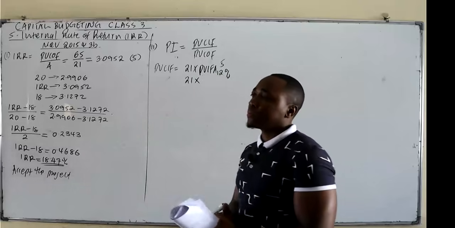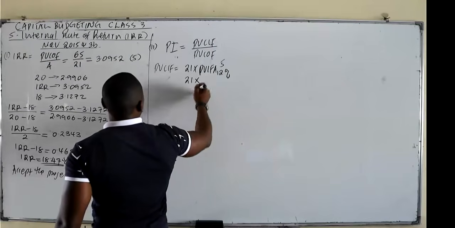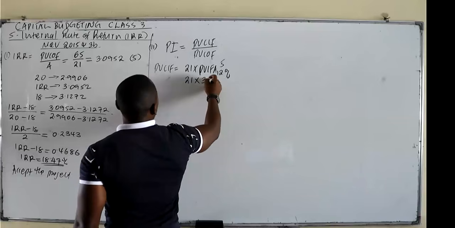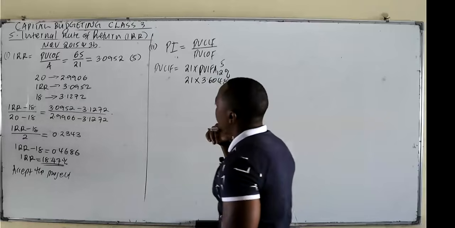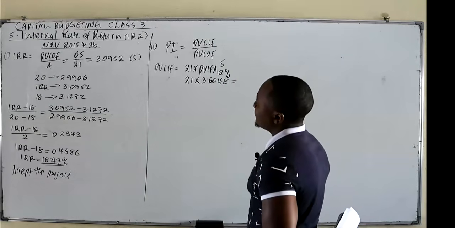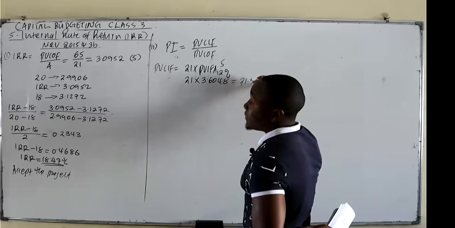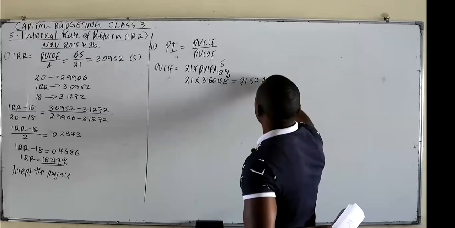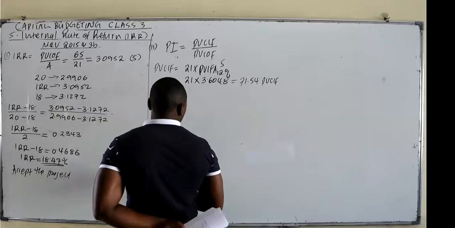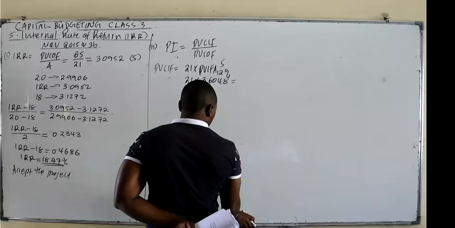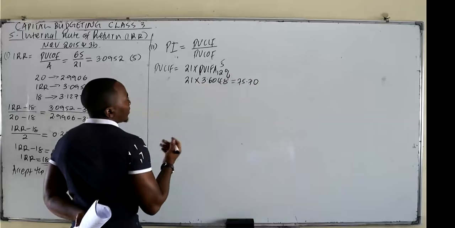Using the annuity table, 3.6048. And so now give me the present value of cash inflow. That's the present value of cash inflow.